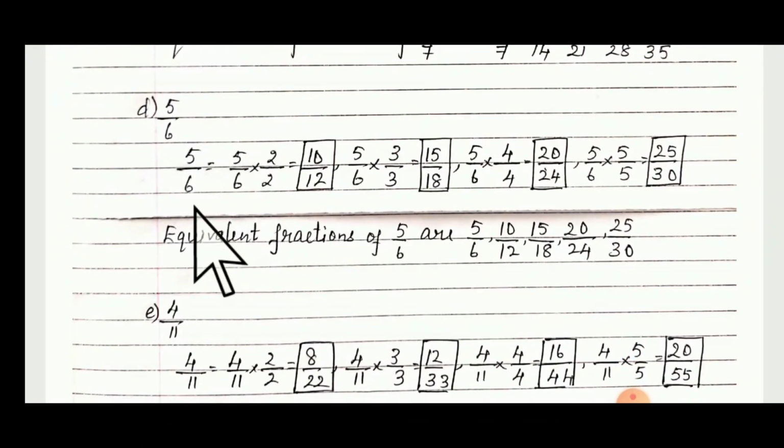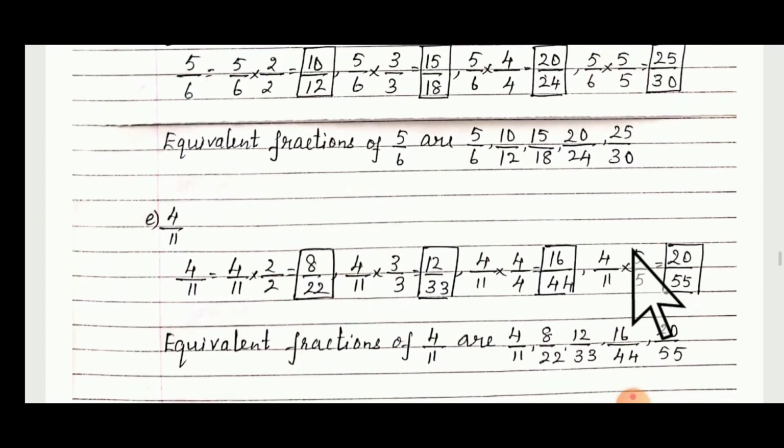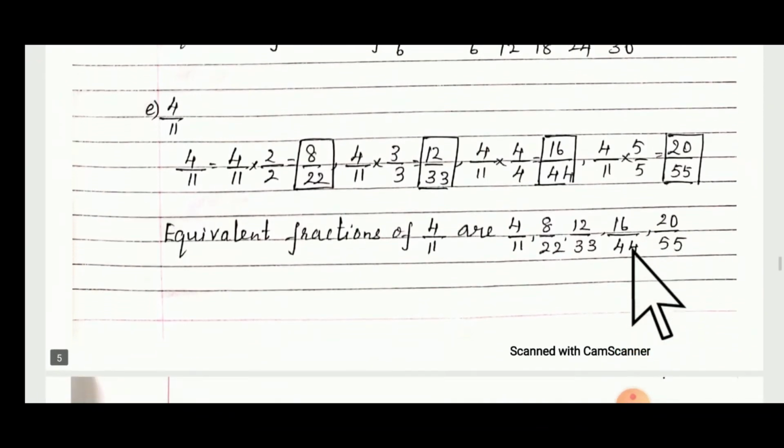5 by 6 is the question. So the second one will be 5 2s are 10, 5 3s are 15, 5 4s are 20, 5 5s are 25. And then 6 1s are 6, 6 2s are 12, 6 3s are 18, 6 4s are 24 and 6 5s are 30. This way also you can write.